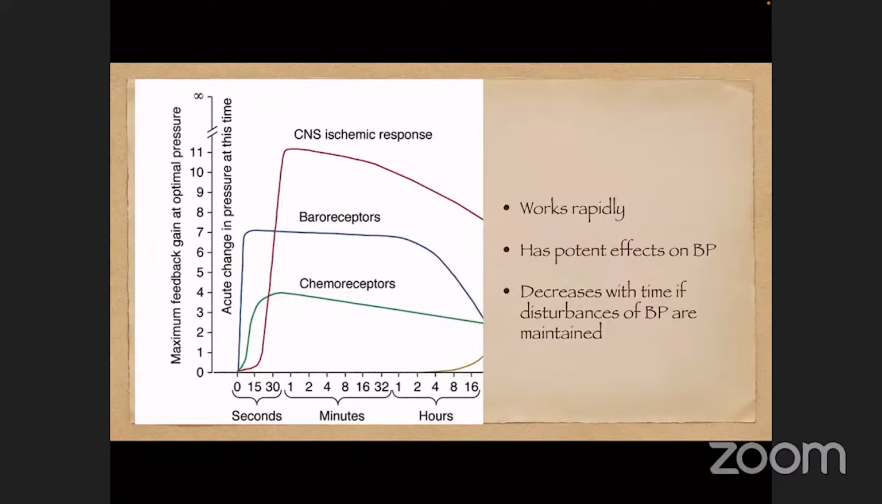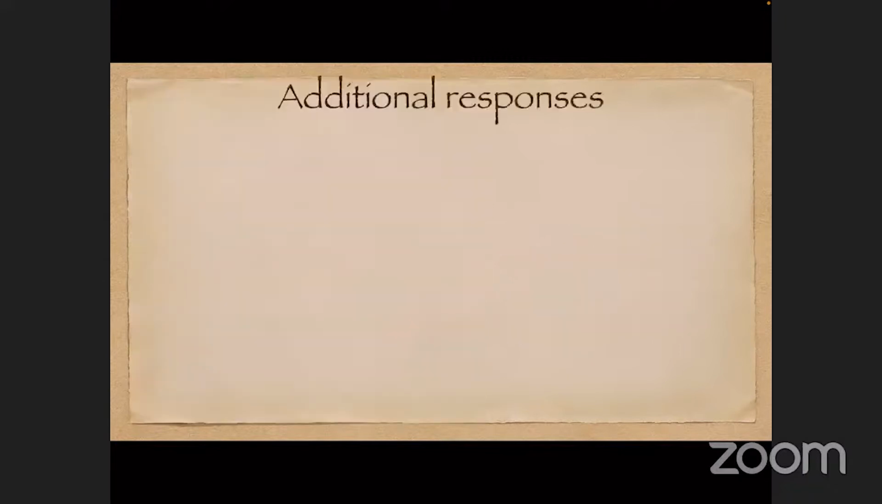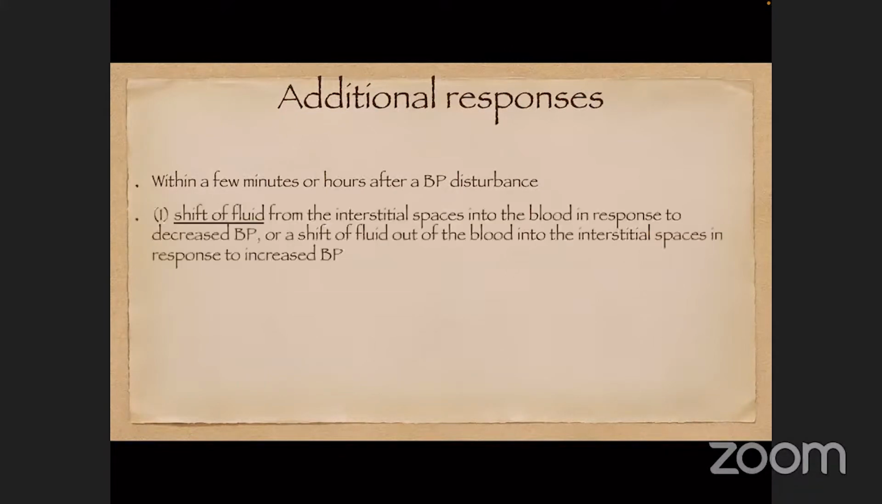But the problem is that it is not going to be a persistent effect. You can see that all of them start falling roughly within 1 to 6 hours. You can see that all of these changes start declining. So this is not going to be something that is helpful in long-term control of blood pressure, but this is a hyperacute response to change in blood pressure, which happens at the neural level. So we do have additional responses beyond this as well, which generally comes in a little later, within a few minutes or maybe hours after a BP disturbance.